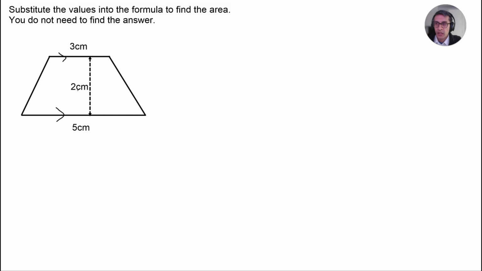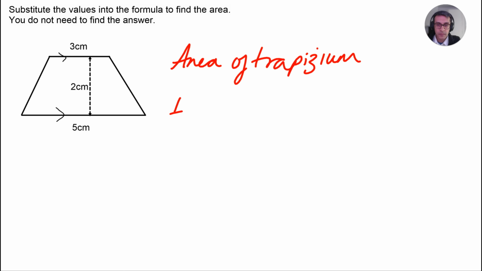So first of all, let's have a go here. Substitute the values into the formula to find the area. You do not need to find the answer. I think we will in this case find the answer because the numbers are quite simple. So first of all, we need to remember the formula. You will not be given this. So area of a trapezium is half a plus b times height, or perpendicular distance between the sides.